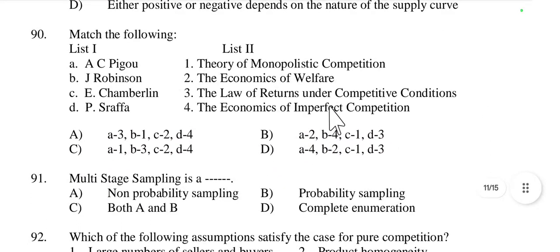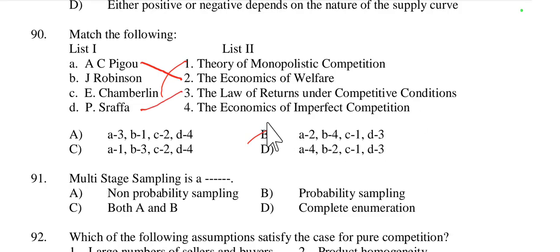Then question number 90: match List 1 and List 2. First is A.C. Pigou, Joan Robinson, E. Chamberlin and P. Sraffa. The theory of monopolistic competition was given by Chamberlin. The economics of welfare was given by A.C. Pigou. The law of returns under competitive conditions was given by Sraffa.